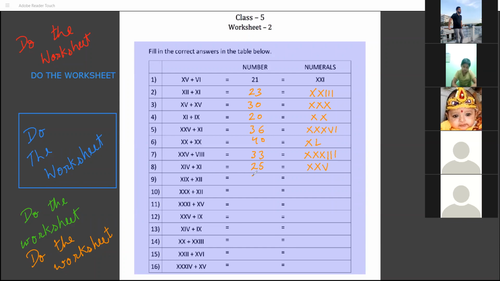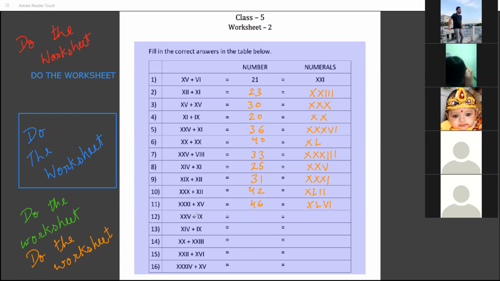19 plus 12 is 31. 31 ka matlab XXXI. XXX plus 12. 30 plus 12 is 42. 42 ka matlab XLII. XXXI is 31. 31 plus 15 is 46. 46 ka matlab XLVI.